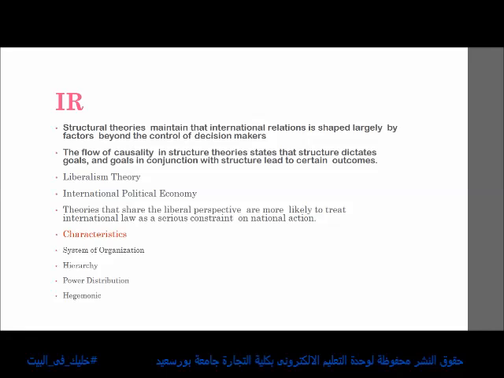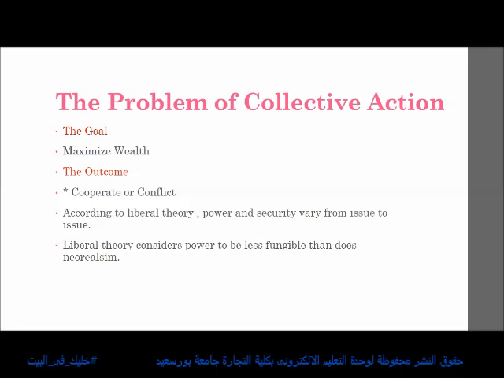Characteristics: system of organization, hierarchy, power distribution, hegemon, states. The problem of collective action. The goal: each country likes to maximize wealth. The outcome: either cooperate or conflict with each other.